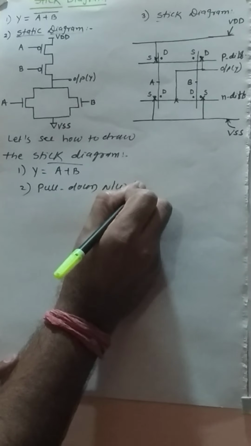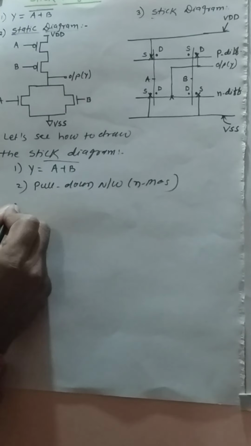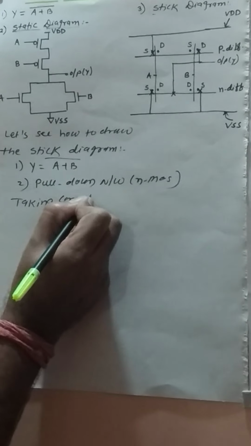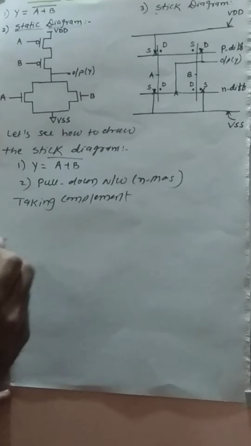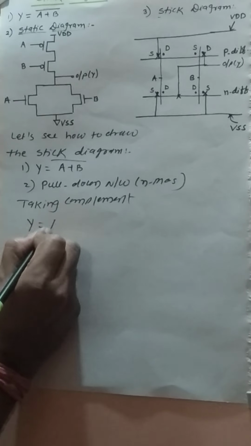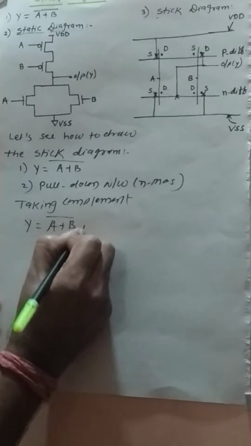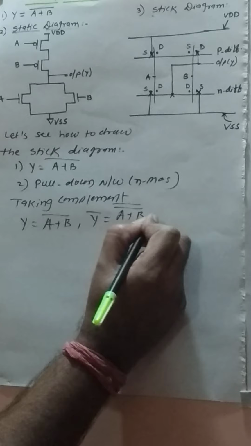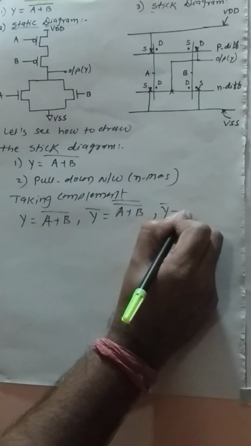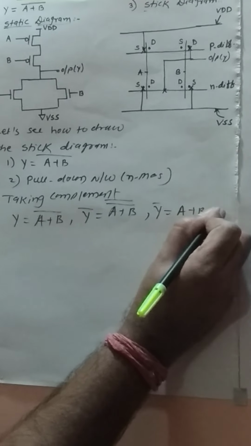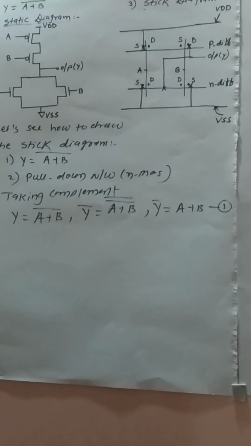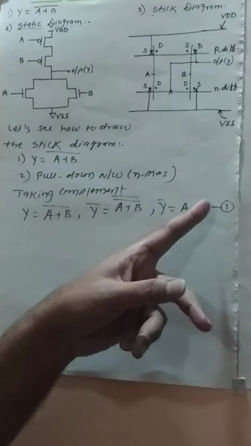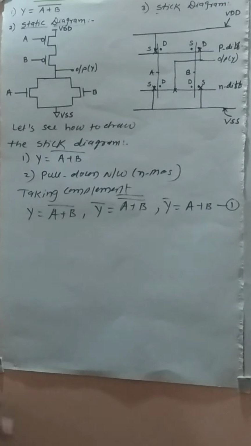Pull down network means NMOS taking complement. So y equal to a plus b bar. Taking complement means y bar equal to a plus b double bar. This double bar gets cancelled, means y bar equal to a plus b. This is equation 1. Okay, so in this equation terms are adding, means a and b connected in parallel.